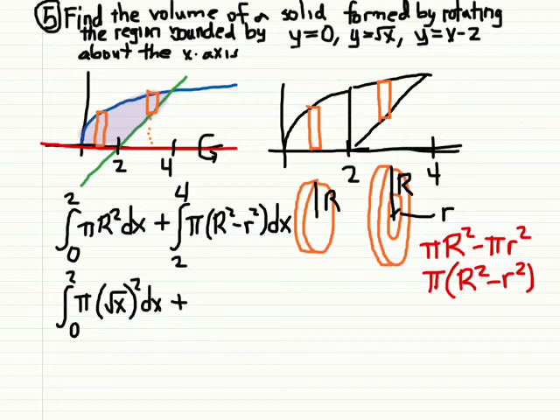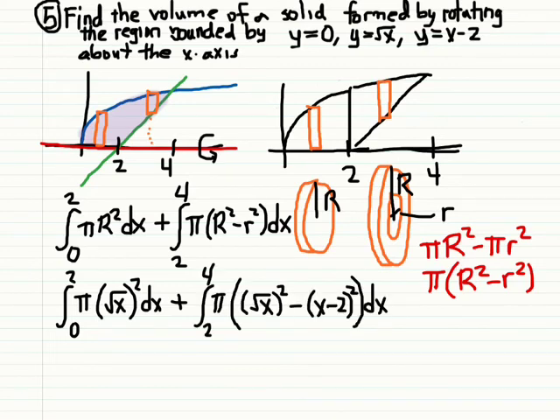Okay, so the first contribution comes from pi r squared. As before, the radius goes from the axis to the curve square root of x, and so I'll square the square root of x and integrate. On the second piece, the larger radius is the square root of x, and the smaller radius is this formula x minus 2.